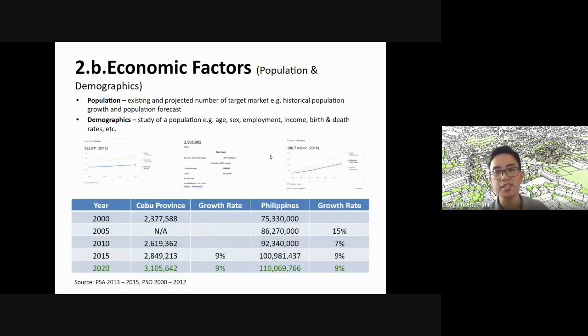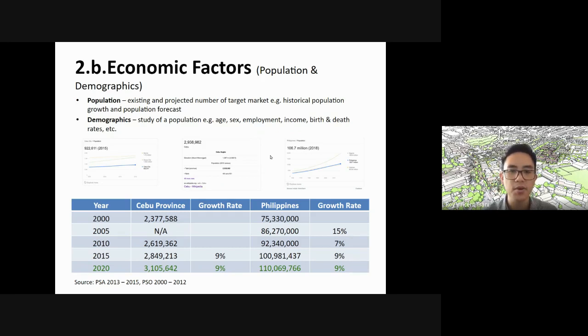This is a very important economic factor because that's your target market. Basically, if you're in residential, that's where people who want houses are. If you're in commercial projects, that's your target market. If you're institutional, like schools, that's also your target market. And government institutions will also follow, et cetera, et cetera.